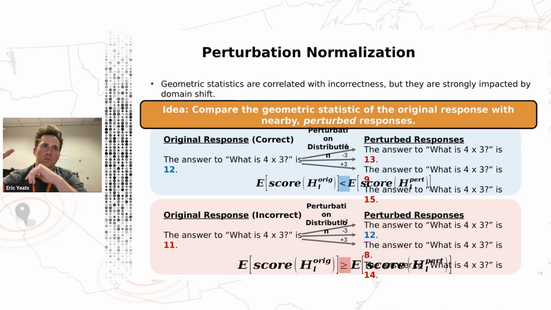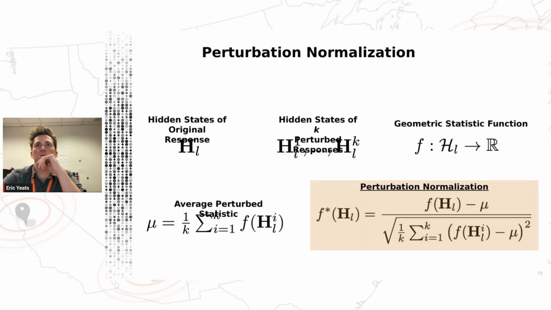On the flip side, let's say our original response was incorrect. So the answer to what is 4 times 3 is 11. We apply the same perturbation distribution, and we get our perturbed responses. In this case, we expect the geometric statistic of this original response to be greater than or equal to the expected geometric statistic for the perturbed responses. Okay, so that's the intuition for perturbation normalization.